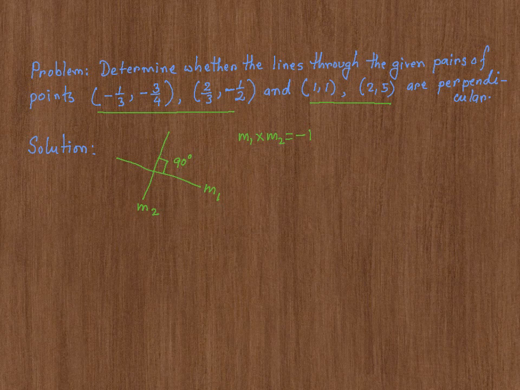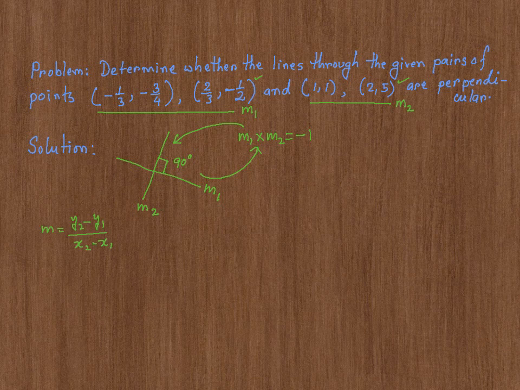This statement holds in both directions, meaning if two straight lines are perpendicular, then the product of their slopes is going to be -1, and conversely, if the product of slopes of two straight lines is -1, then the lines must be perpendicular to each other. So we are going to use the slope formula and determine the slopes of these lines and then compare them. Let me call the slope of this line M1 and the slope of this line M2.